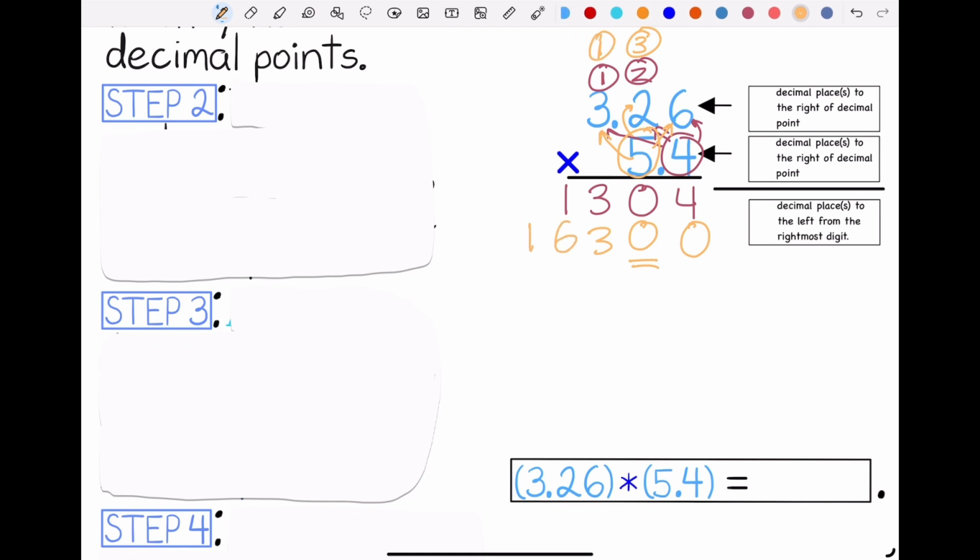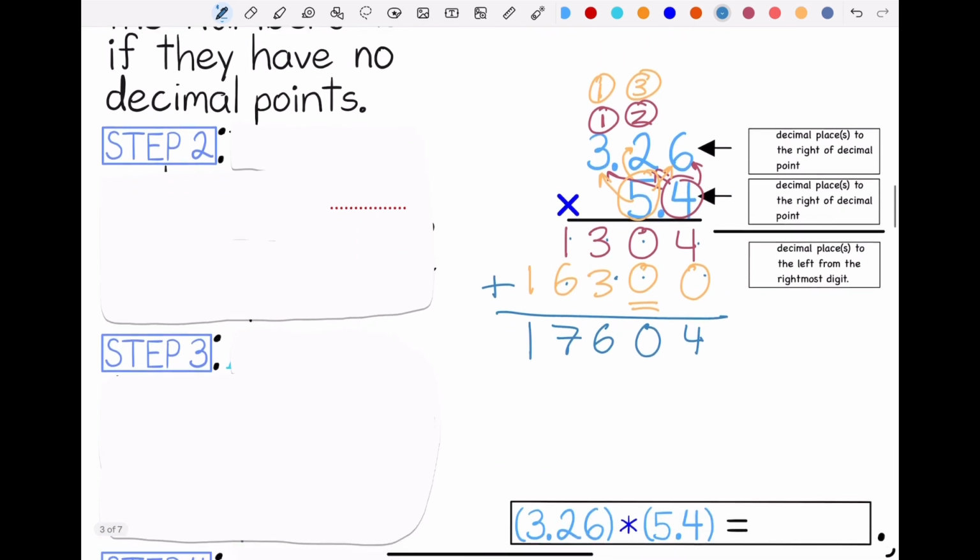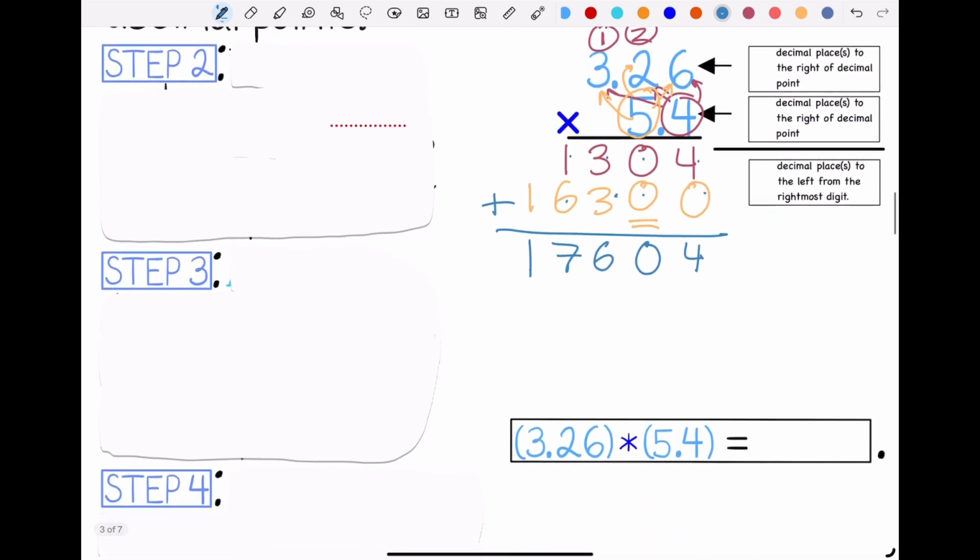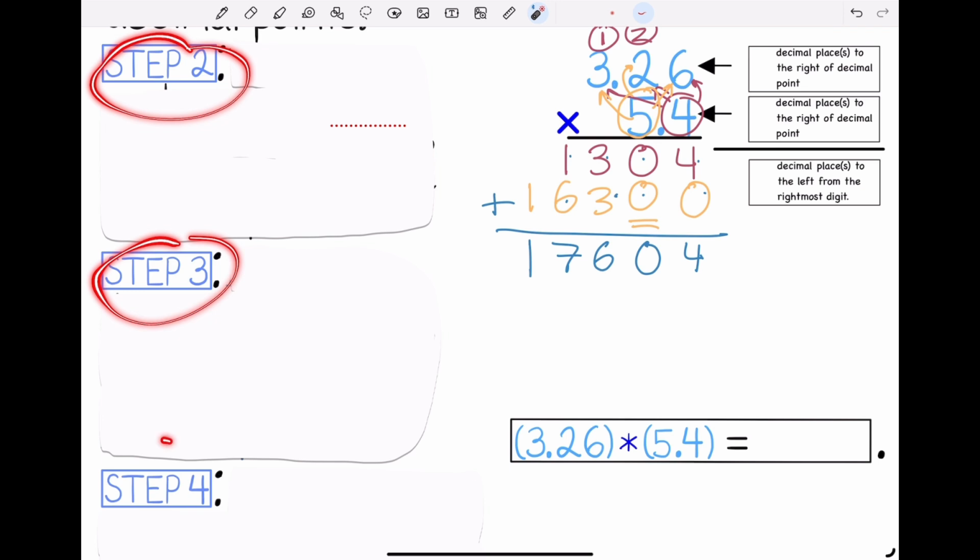And now we're going to add these products together. So here we have 4 plus 0, which is 4. 0 plus 0 is 0. 3 plus 3 is 6. 1 plus 6 is 7. And then we have the 1 by itself. So we have just finished step 1. But now what we have to do is figure out where the decimal point will be in our answer. And that's what the next few steps will tell us.